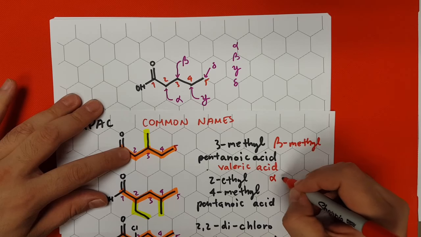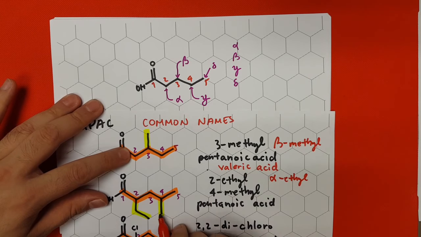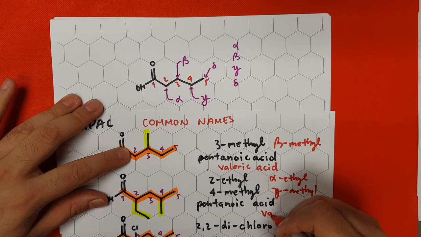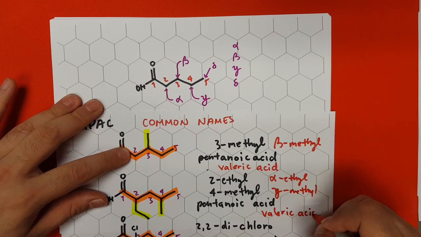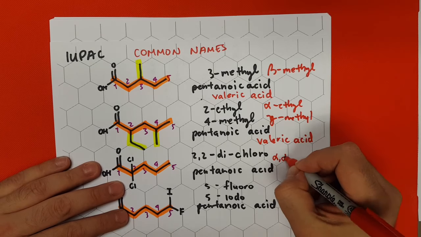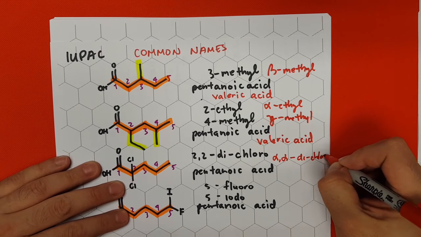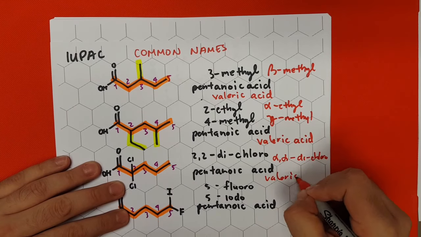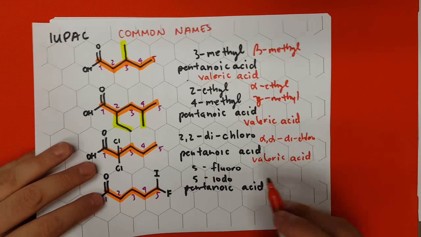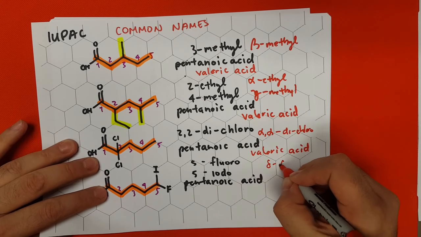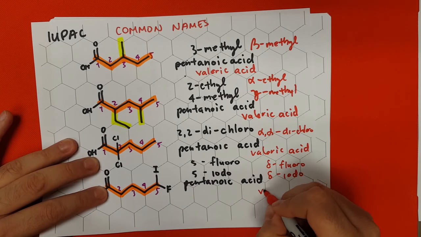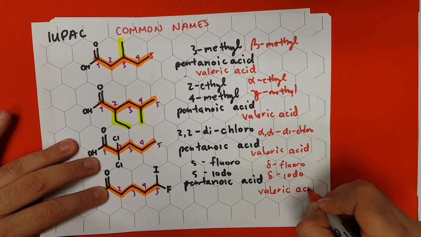This one would be ethyl is at number 2. 2 is alpha. Alpha-ethyl. 4 is gamma. Gamma-methyl valeric acid. In this case, number 2 and number 2 are substituted by alpha, alpha-dichloro. And again, valeric acid. And finally, number 5 is substituted by delta. So we have delta-fluoro, delta-iodo, and pentanoic acid becomes valeric acid.